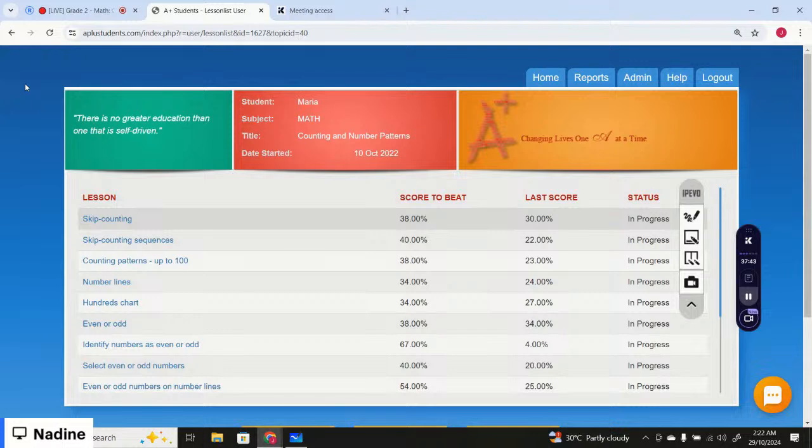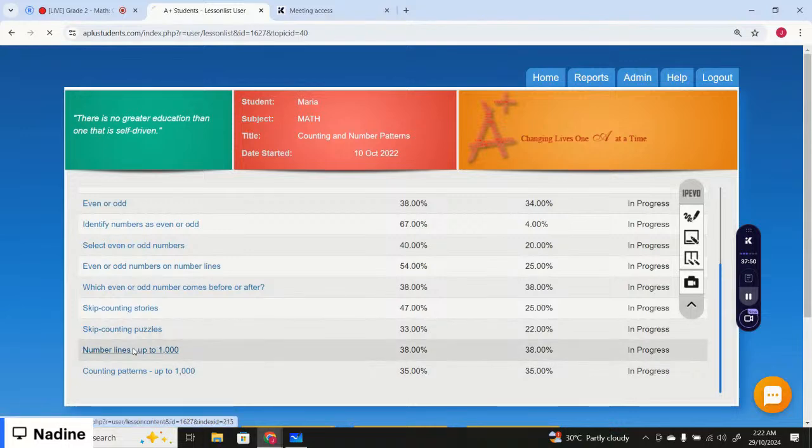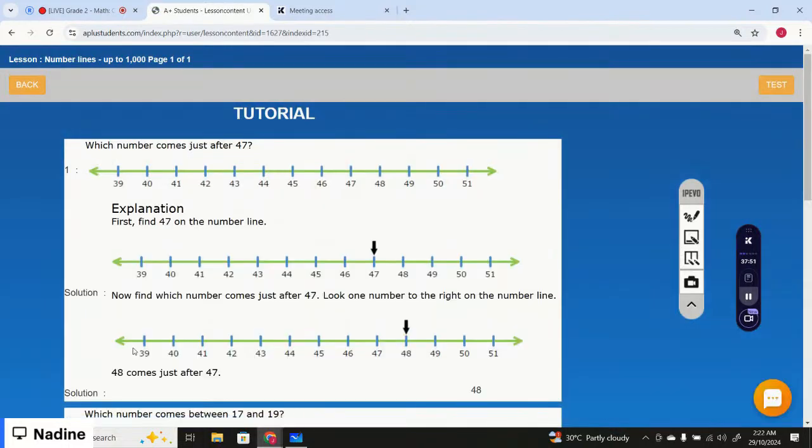Let's just start with the next lesson, that is number lines up to 1000. Which number comes just after 47? So first thing you need to do is find 47 on the number line and then look at the number that is on the right hand side of the 47. So on the right hand side of the 47 you have 48. The correct option is 48.